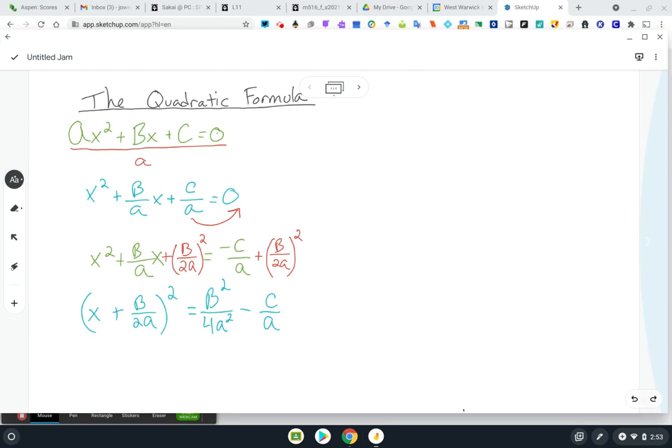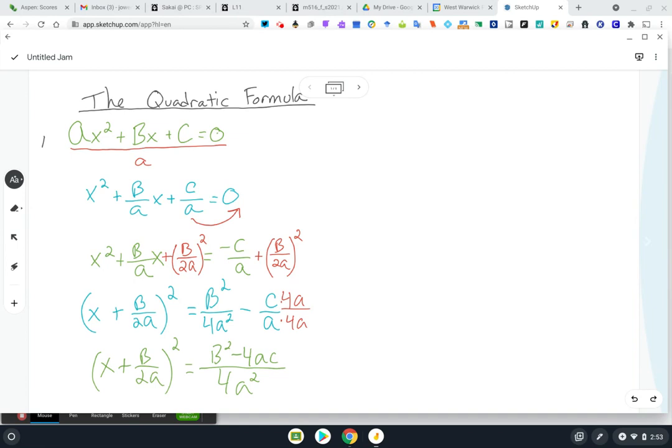And we can kind of clean up the right side by having common denominators. So I'm going to multiply c over a by 4a over 4a. So remember, we're multiplying that term by 1. 4a over 4a is 1. And let's neaten it up. So when we have common denominators, we can write them as one fraction.